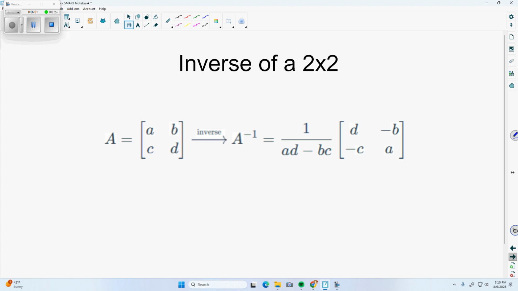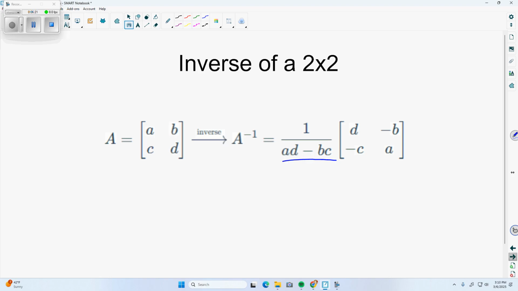applications. We stop at finding the inverse of a 2 by 2. It is possible to find the inverse of any square matrix. 2 by 2 is what we worry about here. Okay, so to find the inverse, we need to find the determinant. Then we take 1 over that determinant.